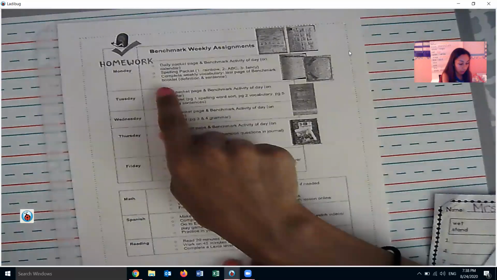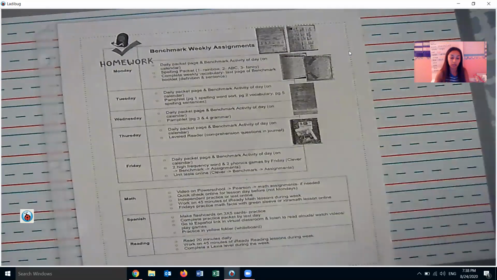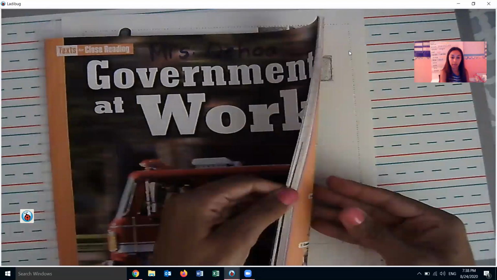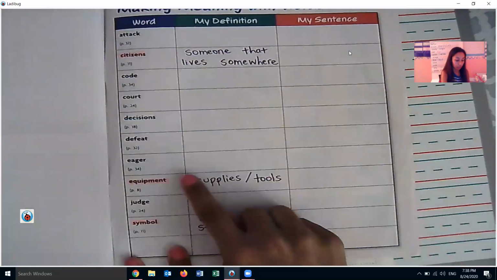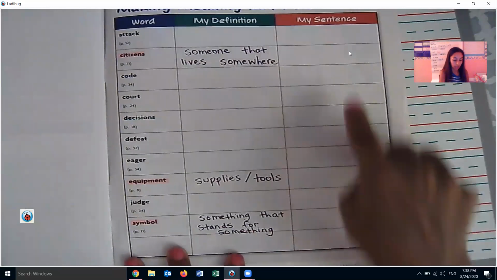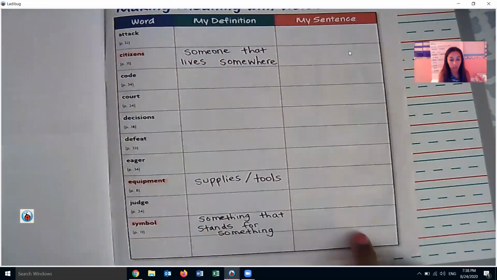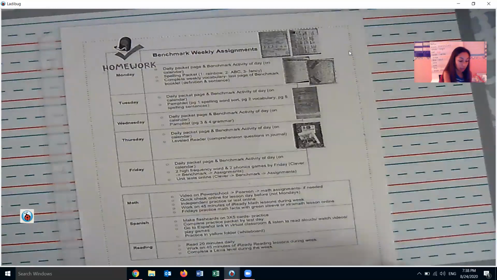Here it says complete weekly vocabulary. So we went through today and defined 3 words in this booklet. So it was the very last page, so kind of that back cover page. And we had the word citizens, equipment, and symbol. So your job was to write a sentence in each of these boxes using that word, now that we know what it means. Oops, sorry, big curtain. And so that's it for benchmark language arts stuff.